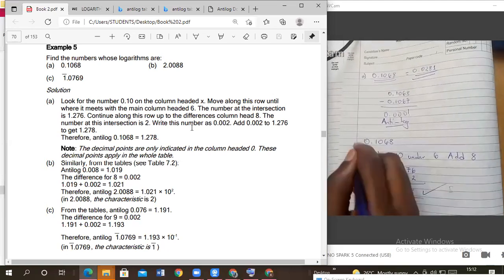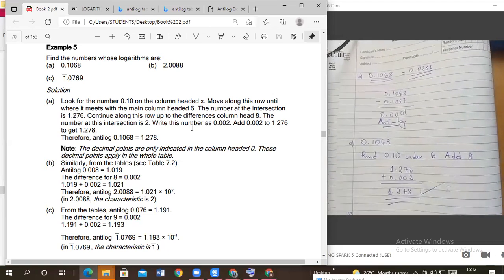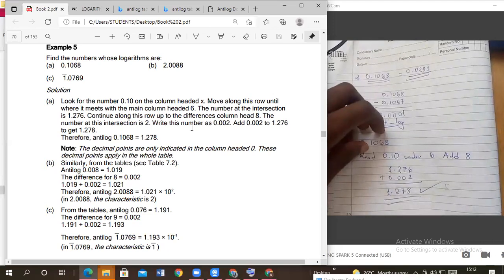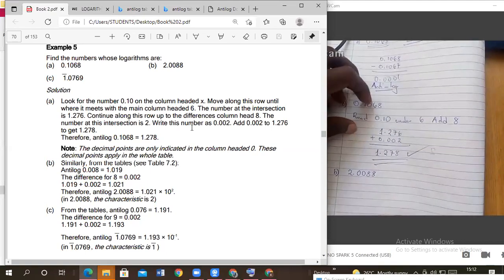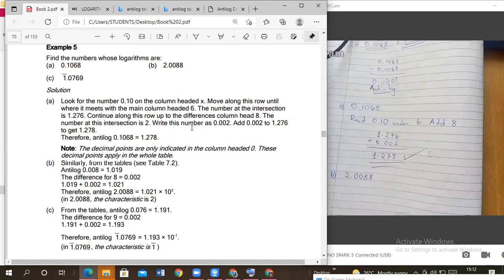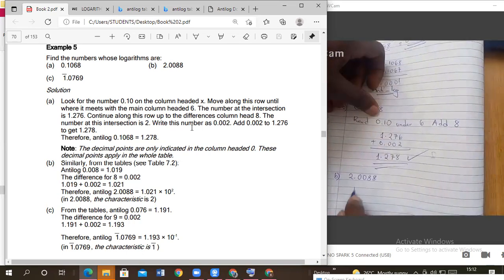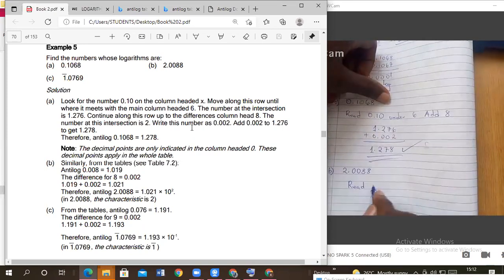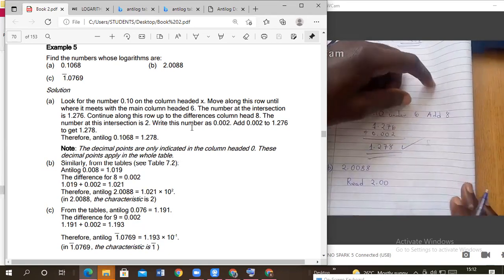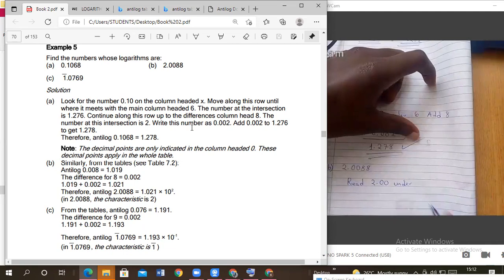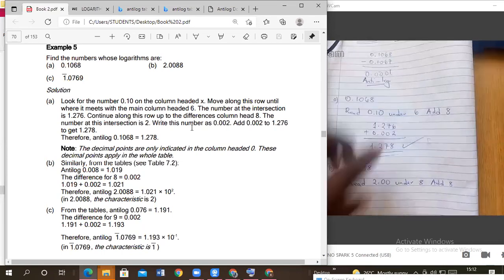That was A. B, we are finding 2.0088. Which number is that? So what are we going to do? We are going to read 2.00 under 8, then add 8.